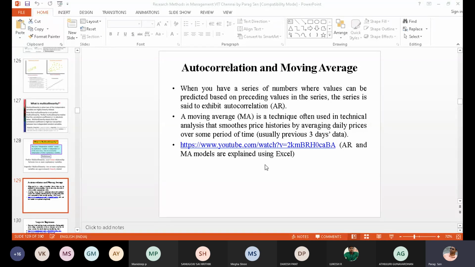The average value of the last three periods' data you take, and also the normal autoregression method, which is based on regression, that you also implement. So how to do all those things? You can check out this link, where AR and MA models are explained. You can take a look at some examples of how things are done.